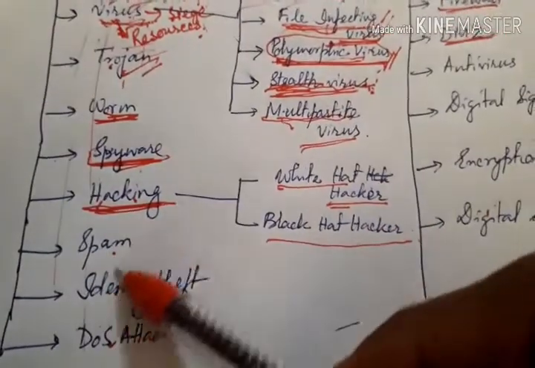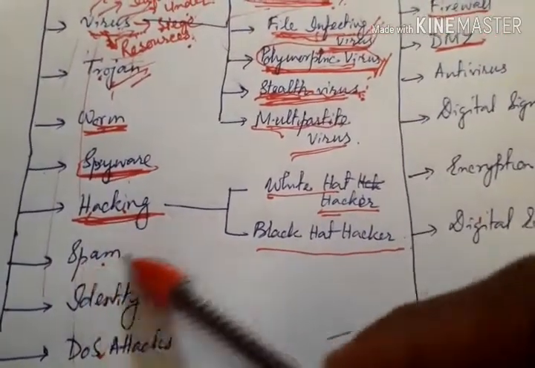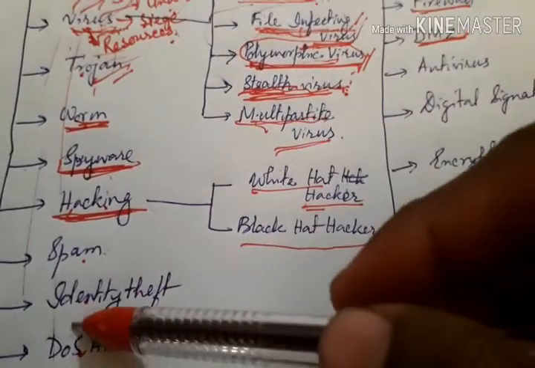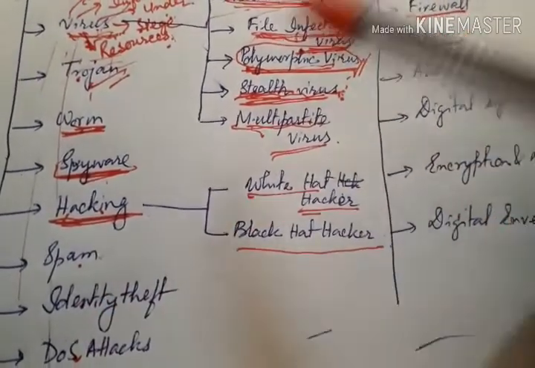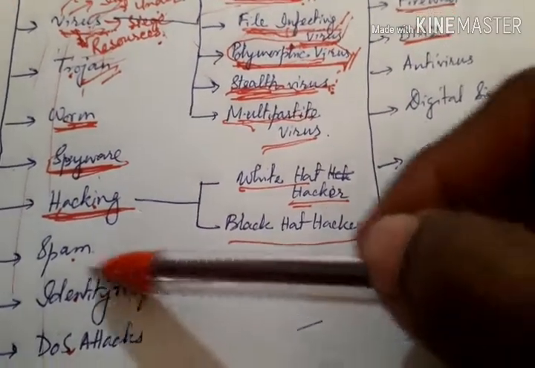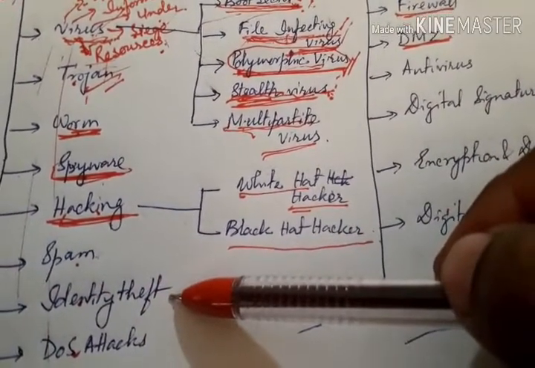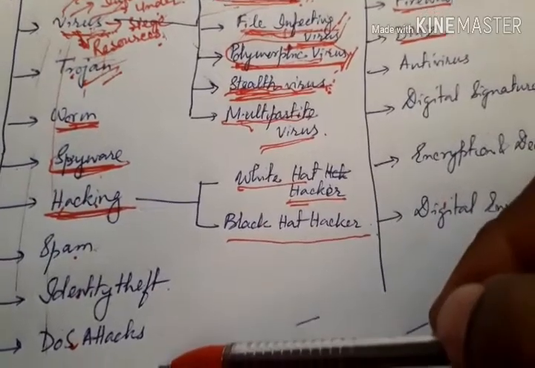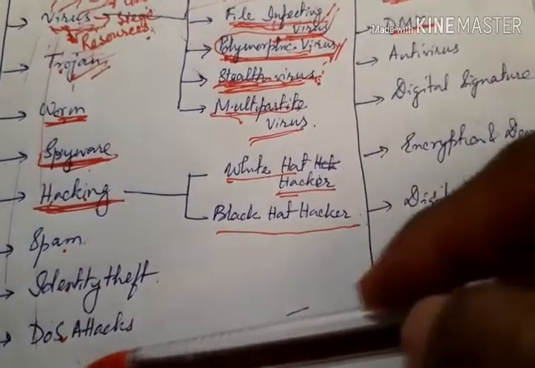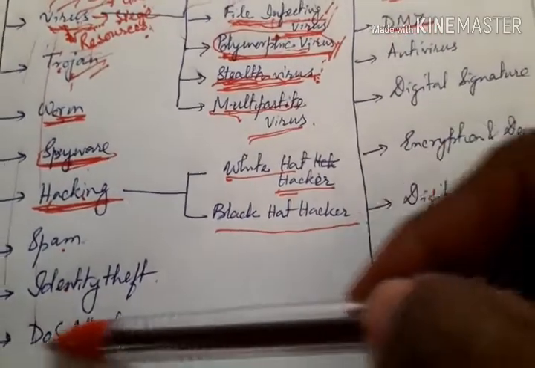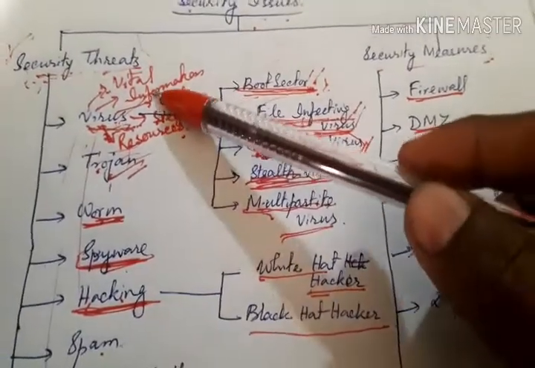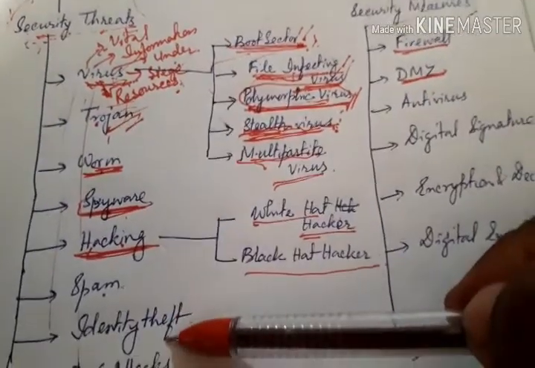Next one, spam. Some unwanted things come through the internet and occupy space in the computer system. Identity theft. That is, your IP address is hacked, or your identity will be hacked and stolen. DOS attacks. DOS attacks tell you that whatever command line runs before the operating system, just beside this operating system, will be hampered by these threats. So these are the threats by which security may be hampered.